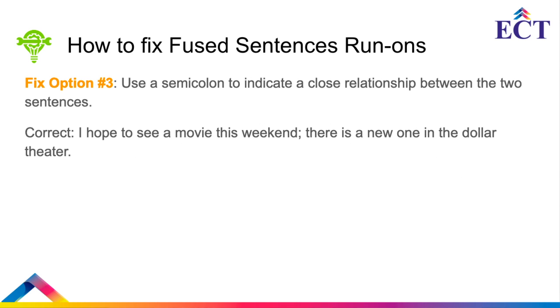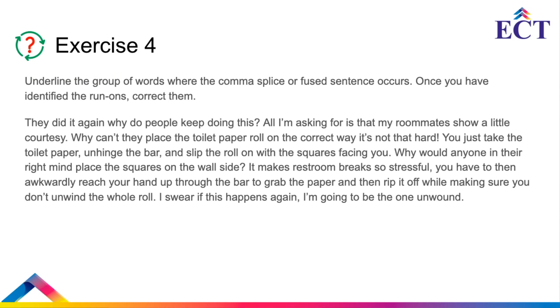All right. So now let's do a quick exercise. Can we try exercise number 4? Underline the group of words where the comma splice or fused sentence occurs. Once you have identified the run-ons, correct them. They did it again. Why do people keep doing this? You have to just point out where the mistake is and how we can fix that. And there are multiple ways to fix it.